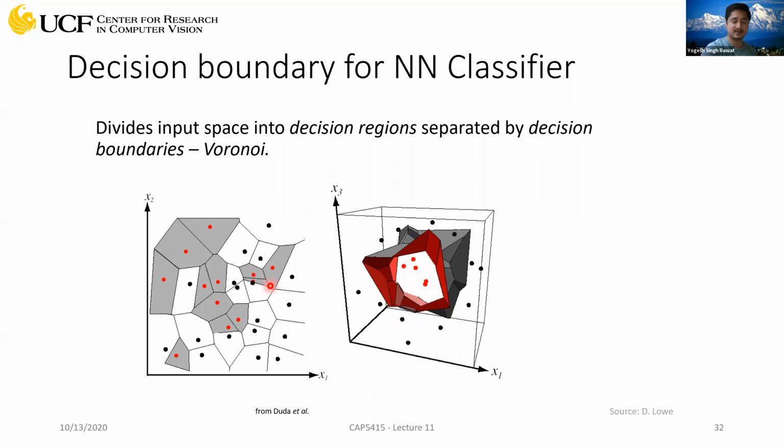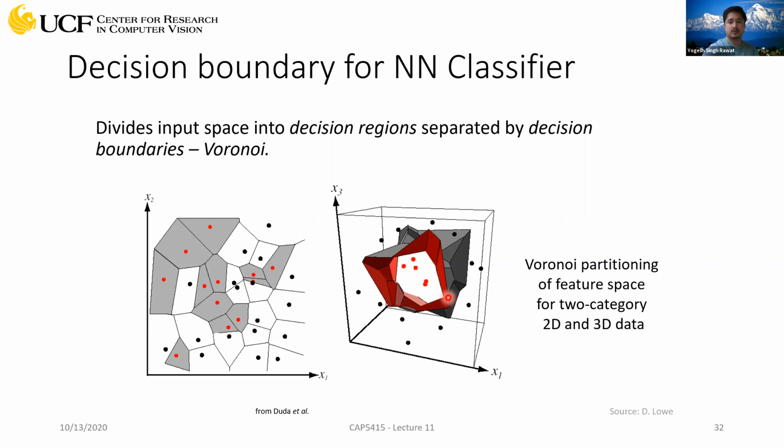And then it's pretty simple. You just take a testing point. If it's in the white region, that's a black dot. If it's in the gray region, that's the red dot, right? This is just showing 3 dimensions, but you can do that for n-dimensional space as well. So that's called Voronoi partitioning.